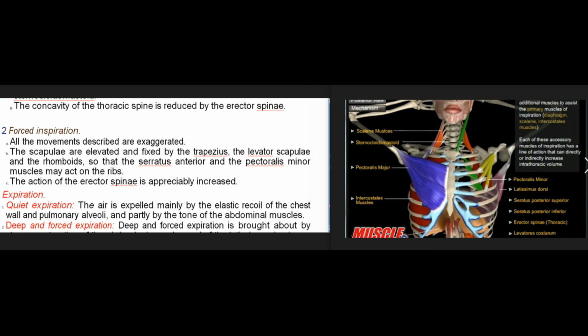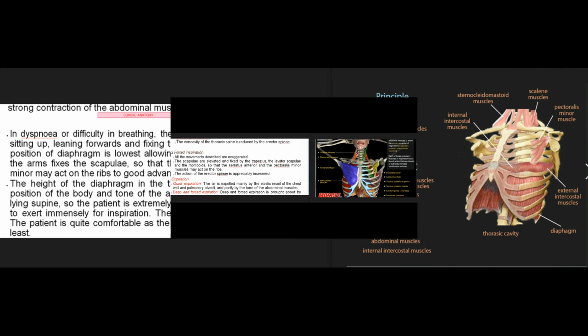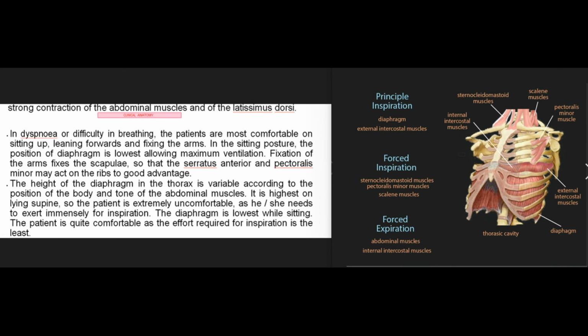Expiration. 1. Quiet expiration. The air is expelled mainly by the elastic recoil of the chest wall and pulmonary alveoli, and partly by the tone of the abdominal muscles. 2. Deep and forced expiration. Deep and forced expiration is brought about by strong contraction of the abdominal muscles and of the latissimus dorsi.